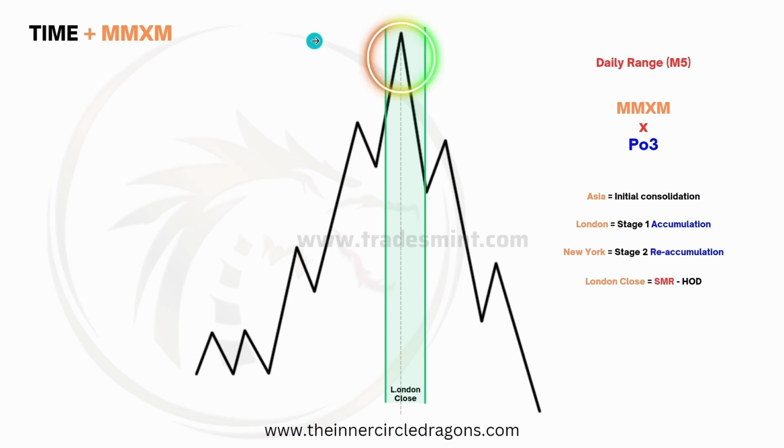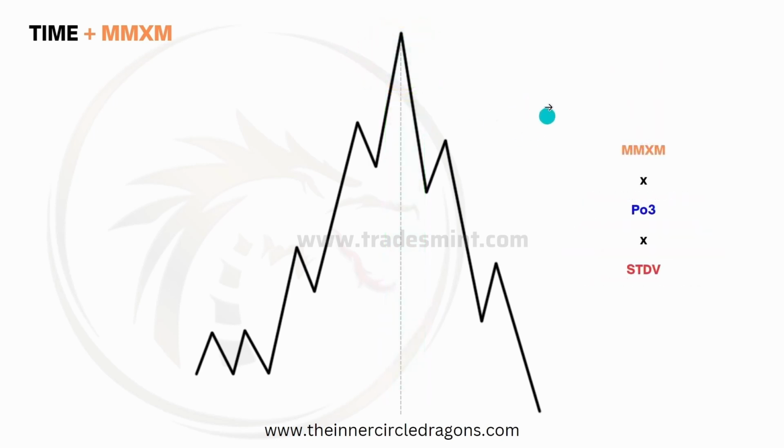Once the buy side objective has been complete, we will see a smart money reversal and a change in state of delivery will take place. Now, we can combine the market maker models with the power of 3 and standard deviations. Now, what do I mean by that?